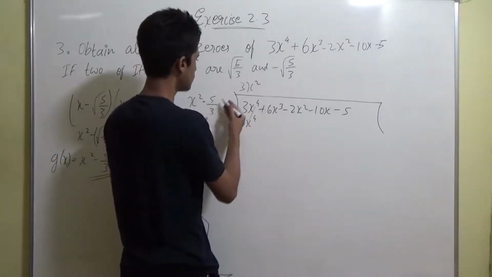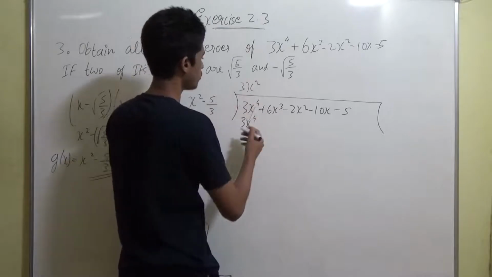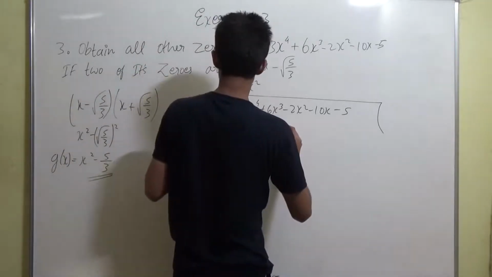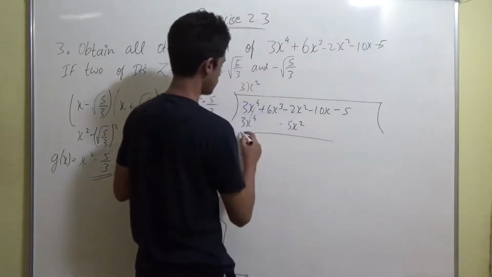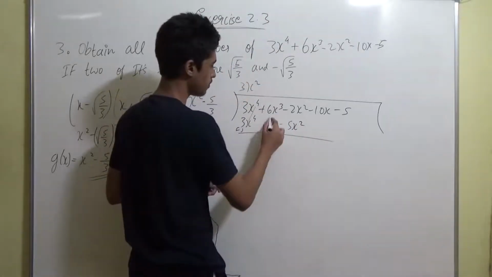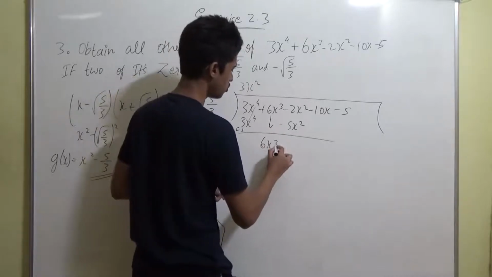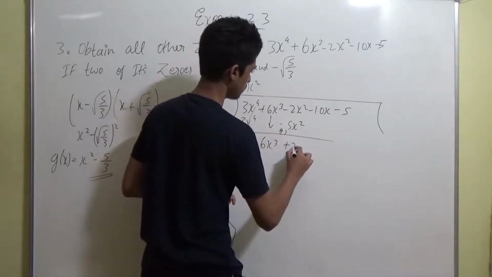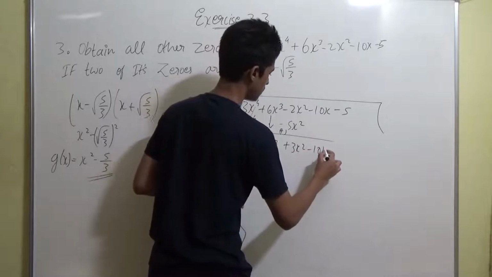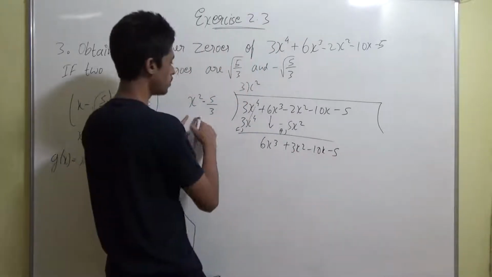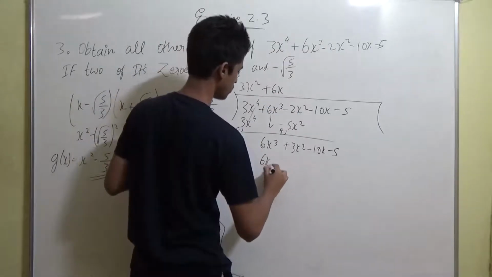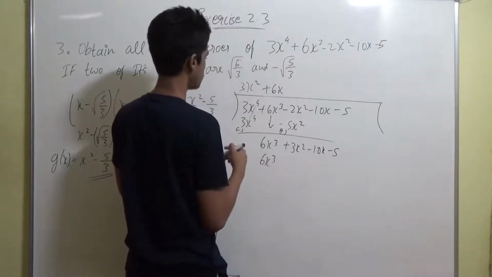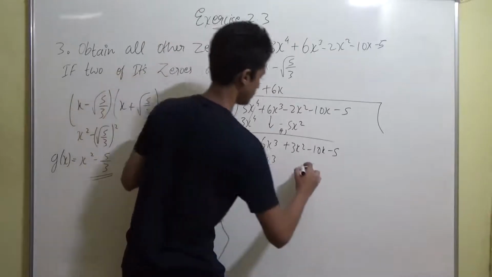So here the 3 gets cancelled. It becomes 5x square. Right. This gets cancelled, and we are going to pull it down: 6x cube, and this becomes plus 3x square minus 10x minus 5. Now we have to do plus 6x. This becomes 6x cube. This becomes 2 plus, it becomes minus 10x.